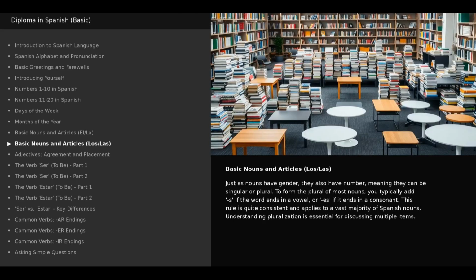Basic nouns and articles. Los, las. Just as nouns have gender, they also have number, meaning they can be singular or plural. To form the plural of most nouns, you typically add s if the word ends in a vowel, or es if it ends in a consonant. This rule is quite consistent and applies to a vast majority of Spanish nouns. Understanding pluralization is essential for discussing multiple items.